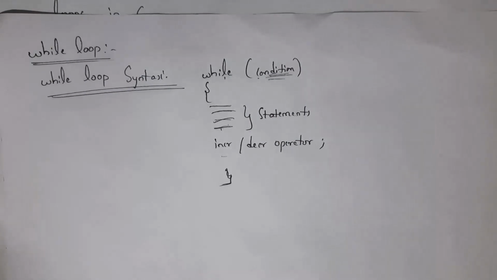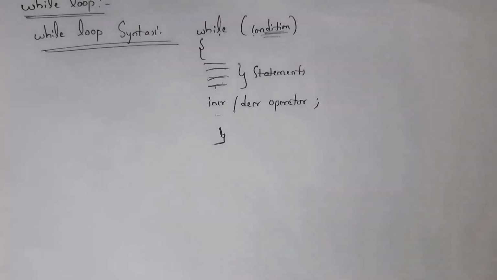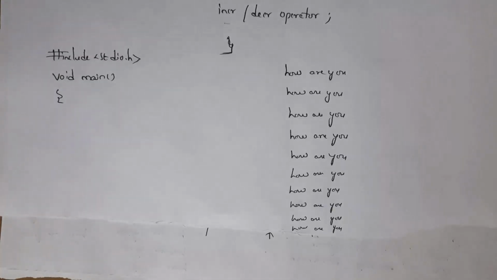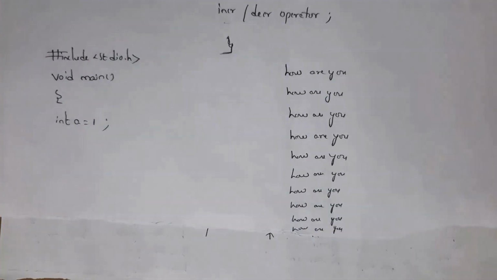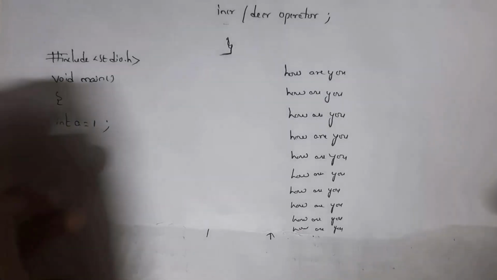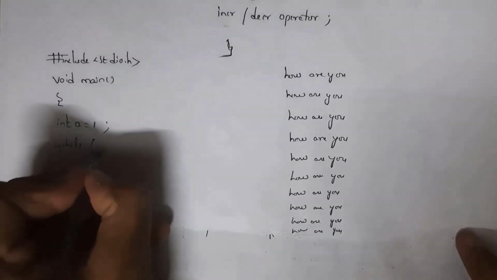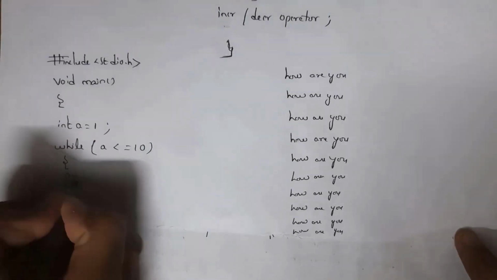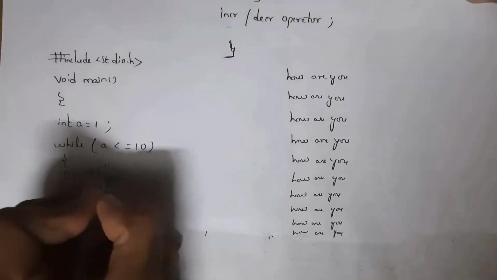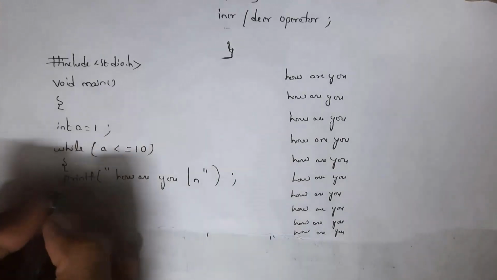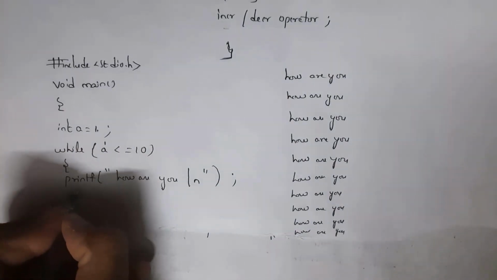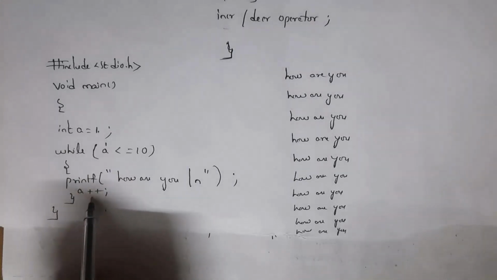Guys, I will give one example so that you can clearly understand what this while loop is. The same program which I explained before for the for loop, I will explain using the while loop. Here I want to print how are you 10 times. So at first I am writing here int a equal to 1, starting from number 1. After that, inside while I am giving the condition, that is a less than or equal to 10. Open curly bracket. Inside this you can give your statement, that is printf("how are you\n"); semicolon. Here you need to write the increment operator, that is a plus plus. Guys, definitely you need to give here the increment operator because we are incrementing each and every value.